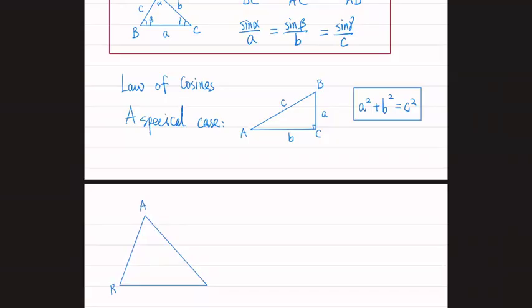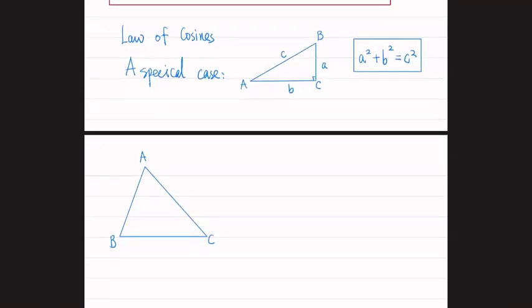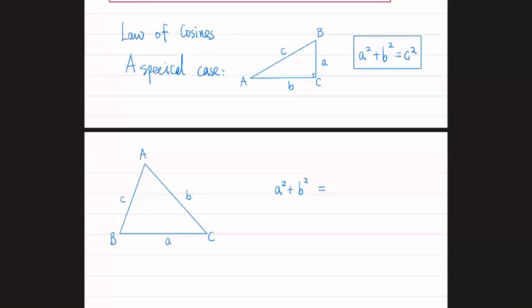A, B, C. Again, let's use lower letters for the edges: a squared. So this time, this is not a right triangle. The summation will be different. But how different is this? We know it's different, but what is the difference?